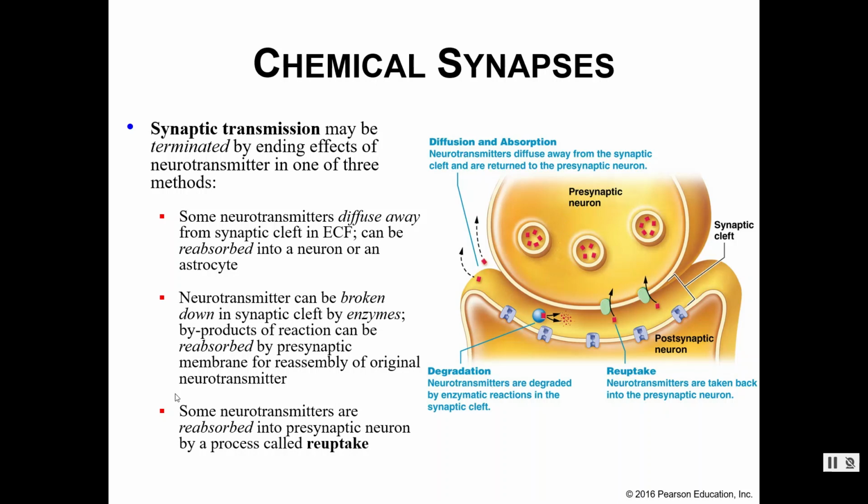Or last but not least, number 3, you can reuptake. So you can really just, as is, take the neurotransmitter back up into the presynaptic neuron and put it back into a vesicle. So we can diffuse away. We can break it down but recycle the parts, or we can reuptake the neurotransmitter as is and put it right back into a vesicle. We have options, y'all. It's always nice to have options.